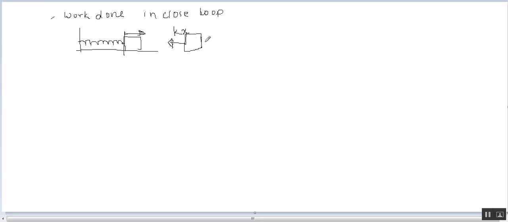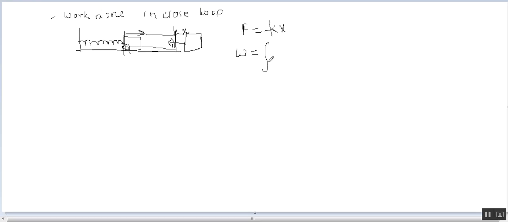Let's suppose I take it from here and displace it to this length, and then come back here, so this becomes a closed loop. Try to find out the work done when it goes from here to here. What is the force? Force is equal to kx.